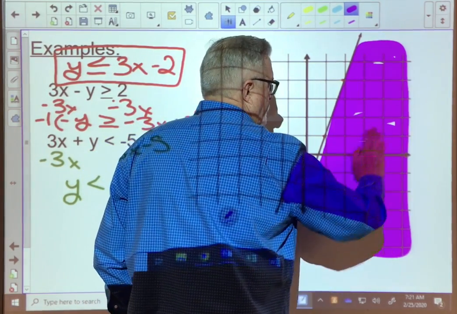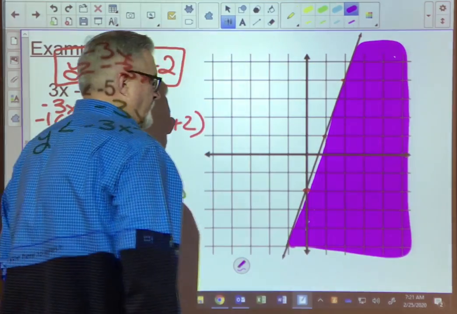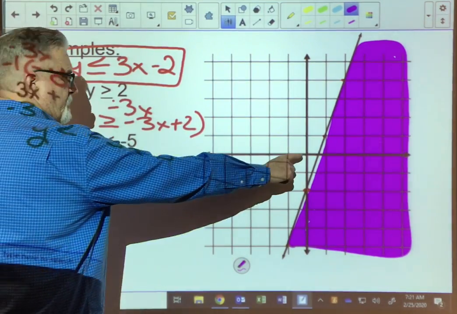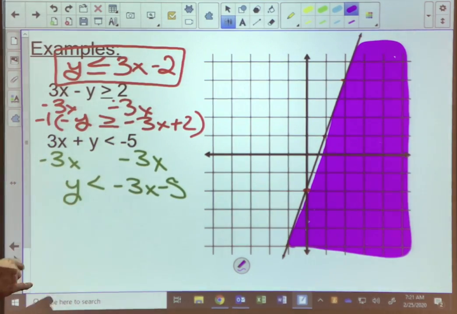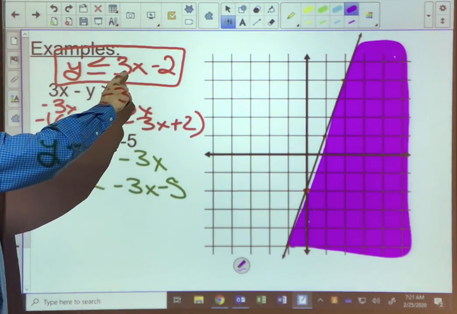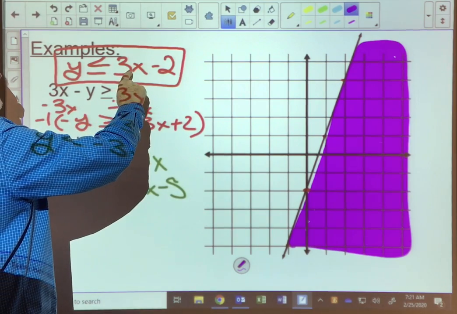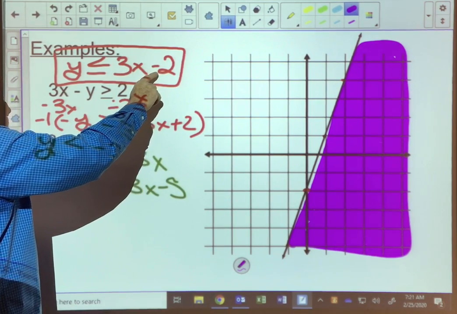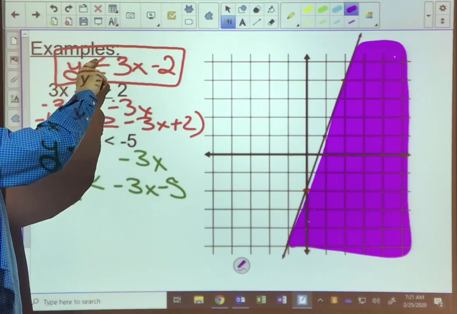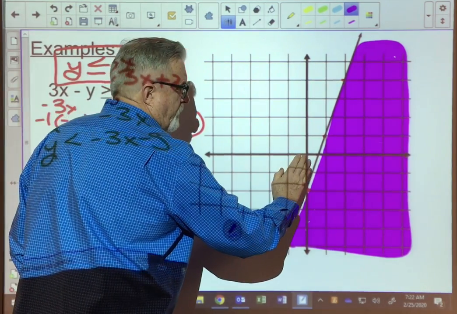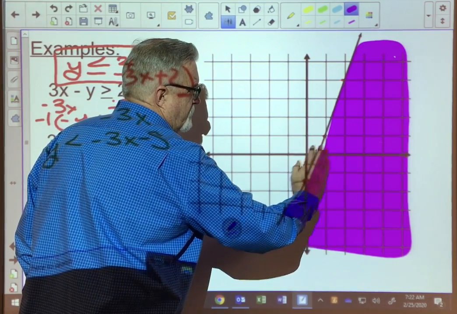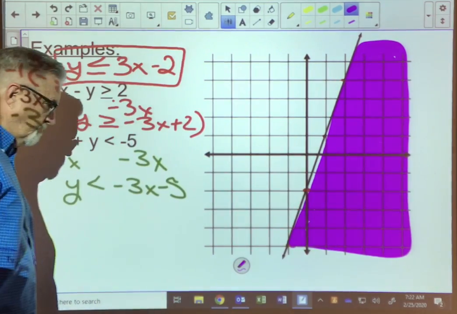Okay, so we've got that one graphed. If I wanted to check it, again, I could plug 0, 0 in. If I plug 0, 0 in, since it's not in the shaded area, it should not work. So 3 times 0 is 0, minus 2 is -2. This says 0 is less than or equal to -2. That's false. That's what we wanted because that's not part of our solution set. Our solution set is over here.